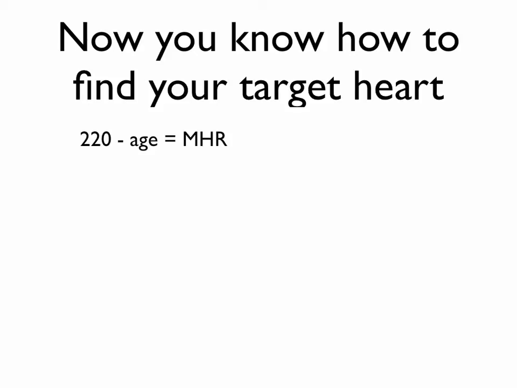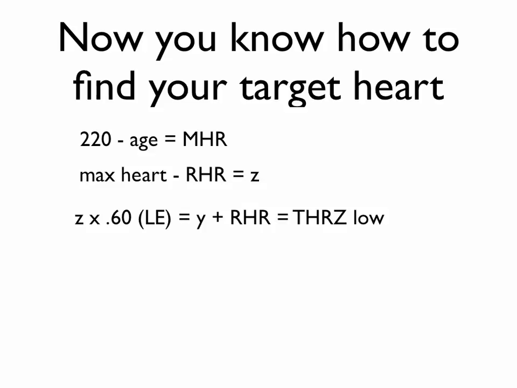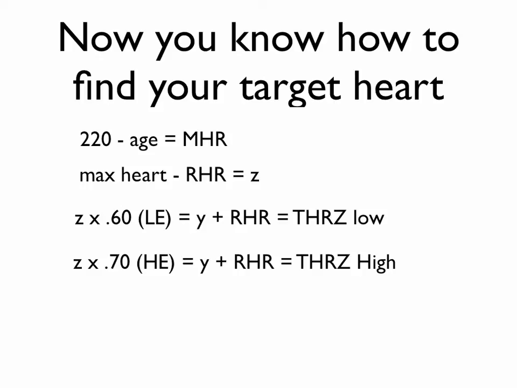Okay. Now you know how to find your target heart rate. And here are the formulas. 220 minus your age will give you your maximum heart rate. Max heart rate minus your resting heart rate will give you a number. Let's call it Z. Z times 0.60 will give you some number, Y. Y plus your resting heart rate will give you the low end of your target heart rate zone. Again, Z times 0.70 will give you Y, and plus your resting heart rate will give you the high end of your target heart rate zone.